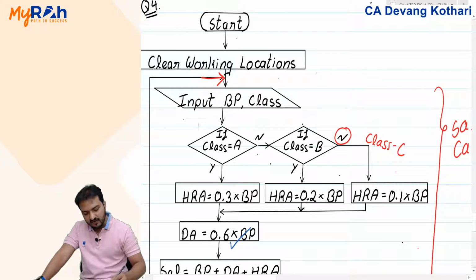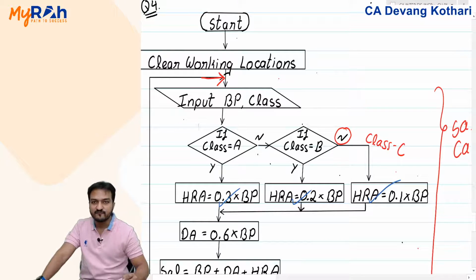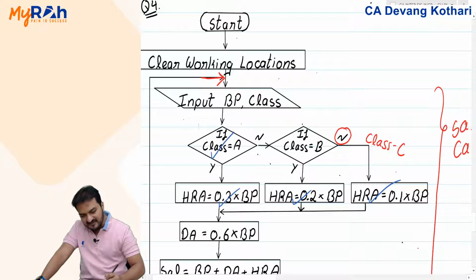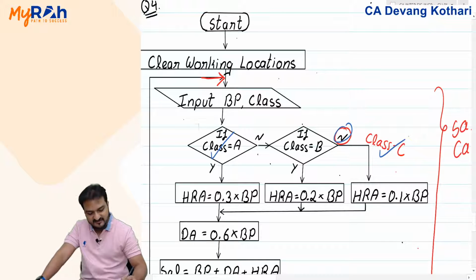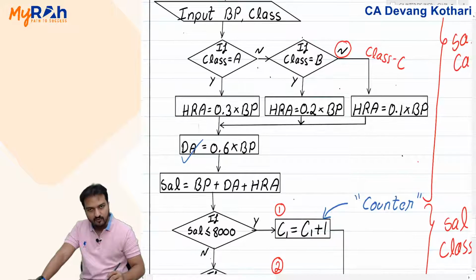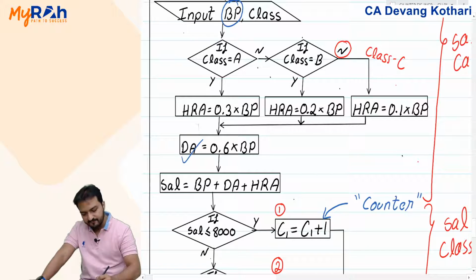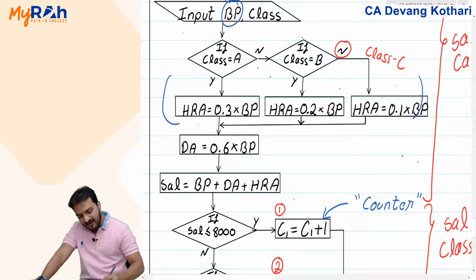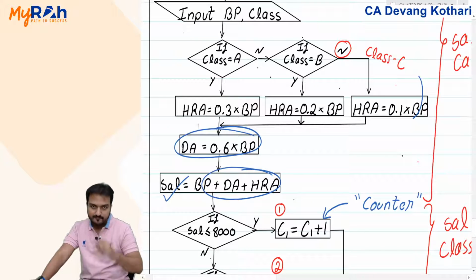But HRA is different in case of different classes. So I check if class equals A, if class B, and if not, then it has to be class C. Class A is given 30% HRA, class B is given 20% HRA, and the residual remaining class C is given 10% of basic pay as HRA. I converge all that, then I calculate DNS allowance. So now I have the basic pay, the HRA, and the DNS allowance. Add the three of them and that gives you salary.